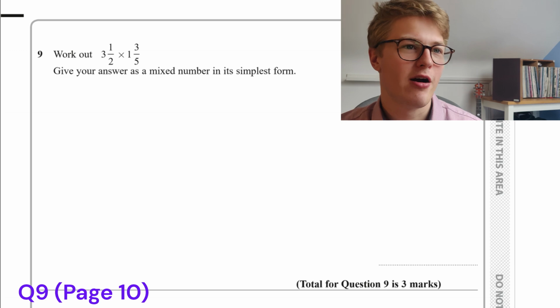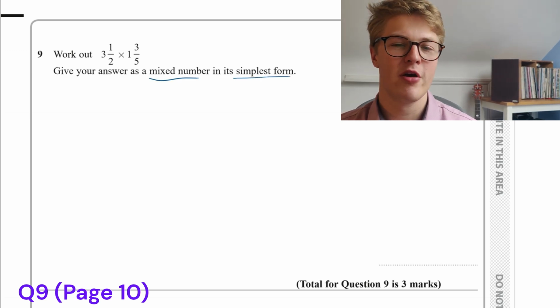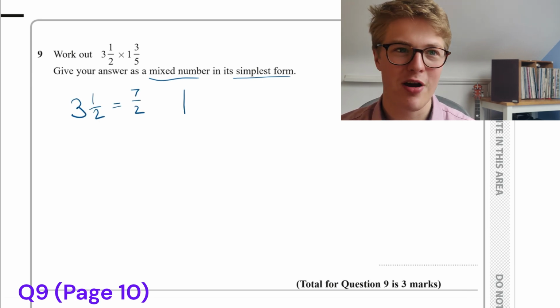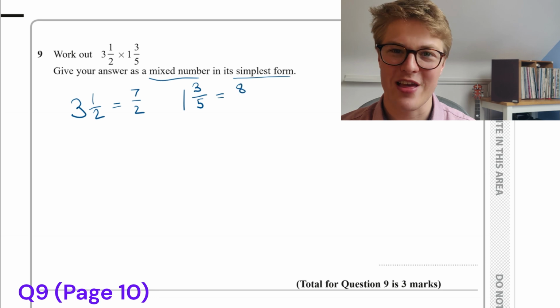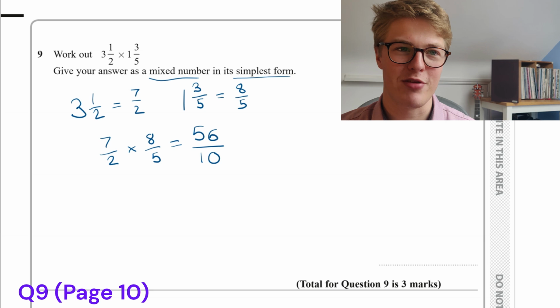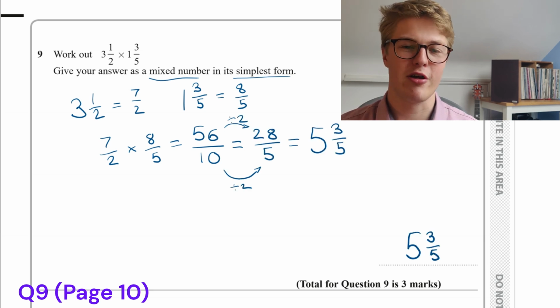Work out 3.5 times 1 3/5. Give your answer as a mixed number in its simplest form. So first and foremost, we're going to convert to improper fractions. So 3.5 is the same as 7 halves, and 1 3/5 is the same as 8/5. When we multiply 7 halves by 8/5, we end up with 56 over 10, which is the same as 28 over 5, which is the same as 5 3/5, which is our final answer.